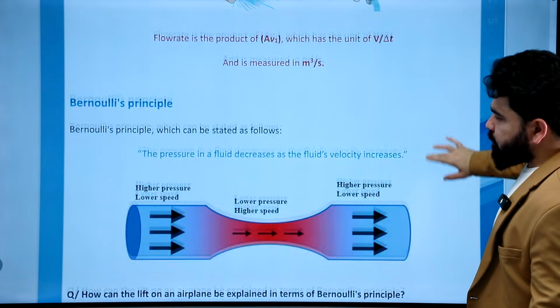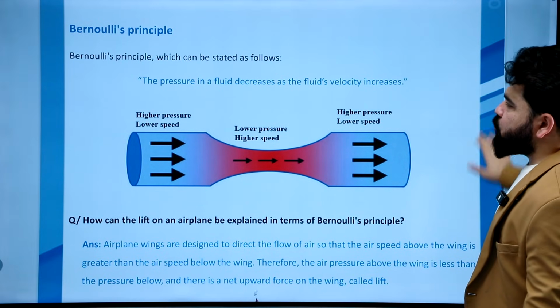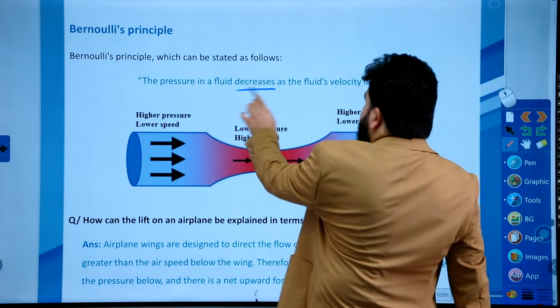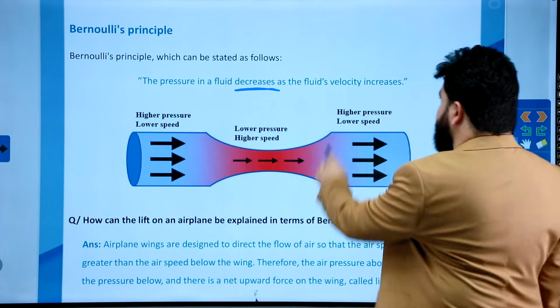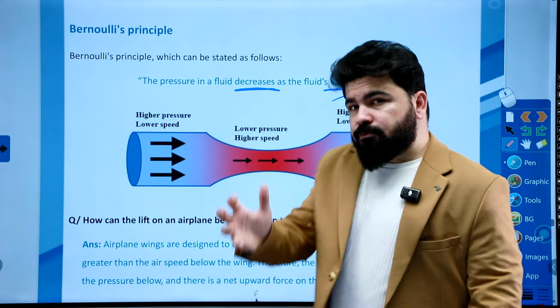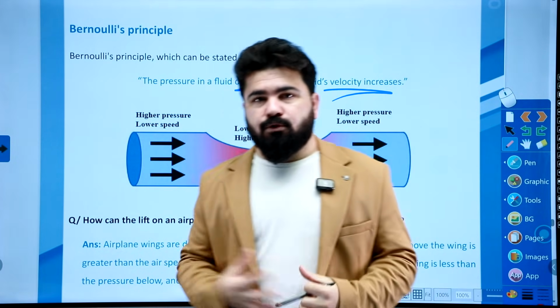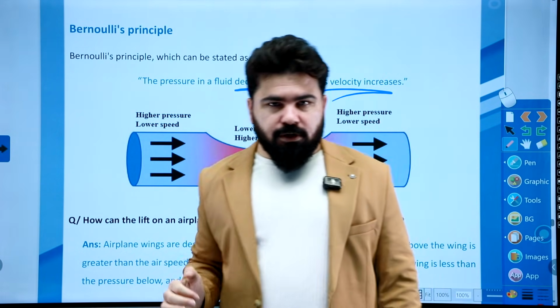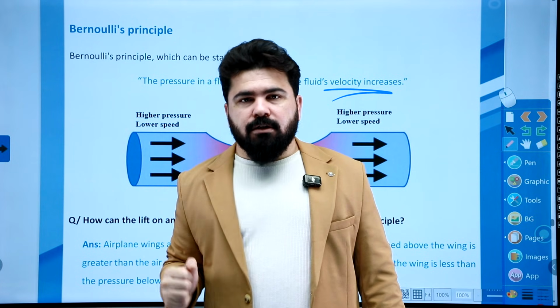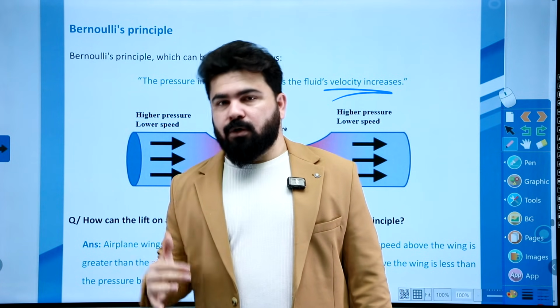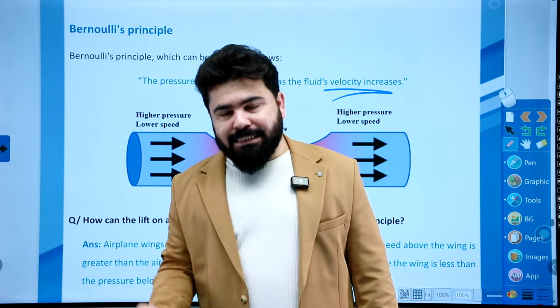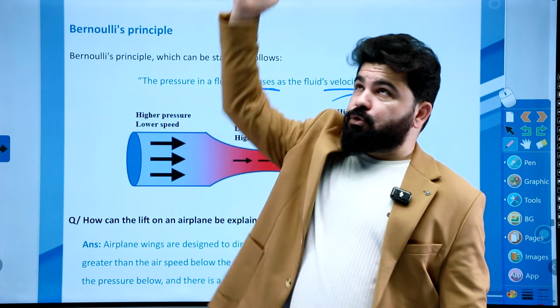Bernoulli's principle says what? It says the pressure in a fluid decreases as the velocity increases. If you cannot remember this, please compare it like this. You are on a 120 meters road. The road is really, really crowded. Why? Because the velocity is less, so the pressure is going to be high.